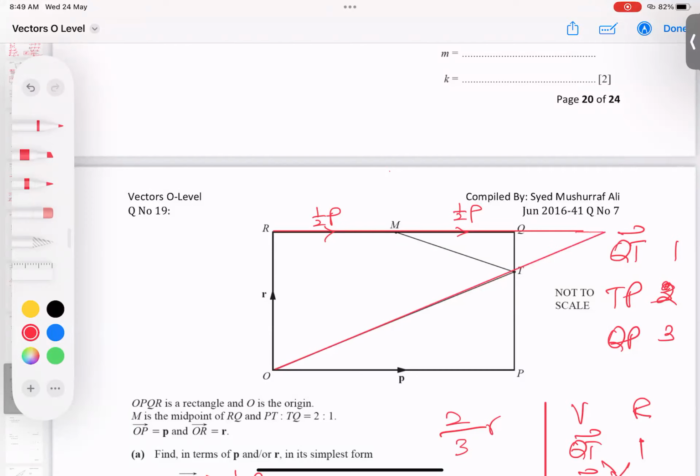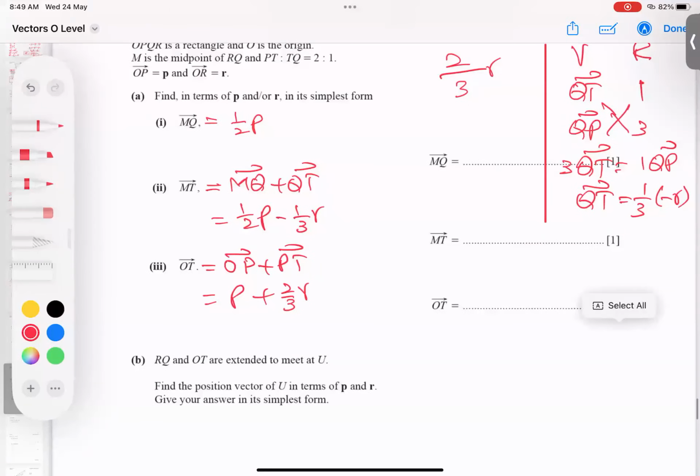Okay. And they meet at U. So this is U, okay? And this is a 1-2 ratio. So if you look carefully, we have two triangles here. We can use it here. But what is the question you're asking?